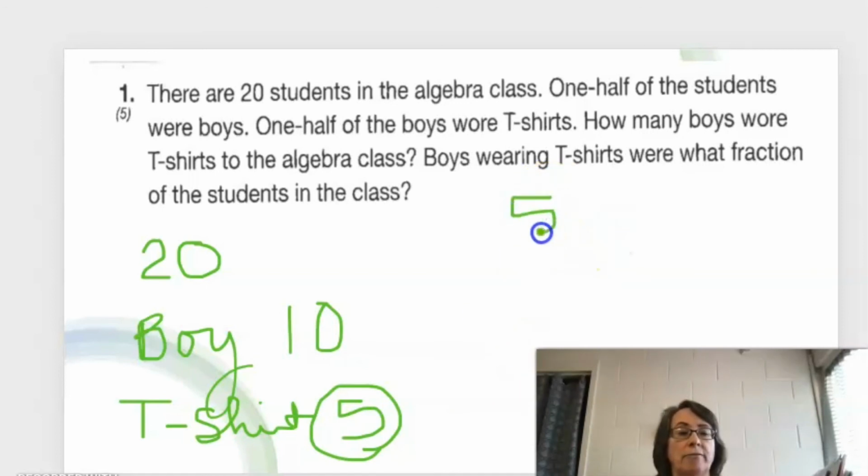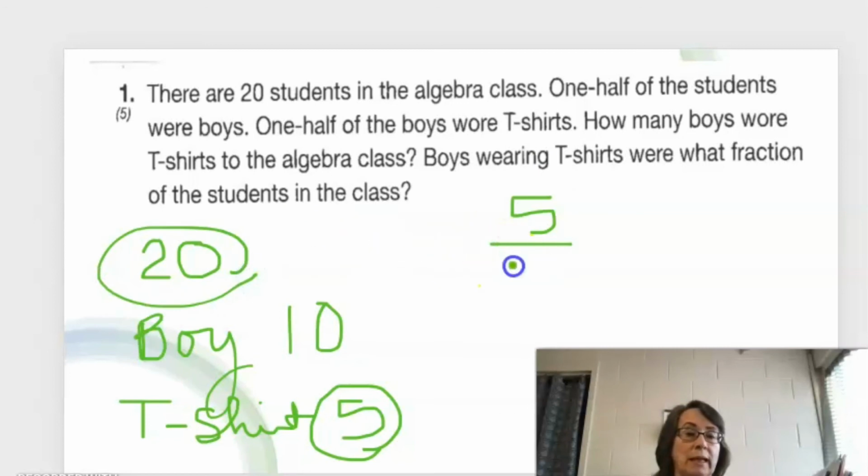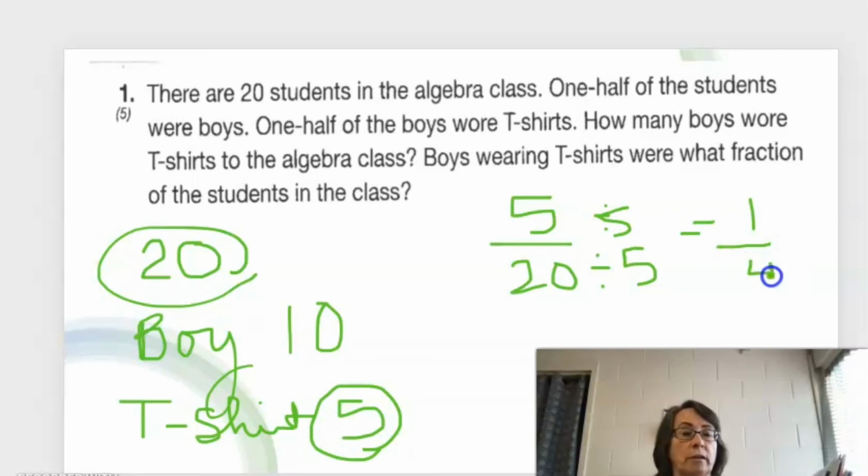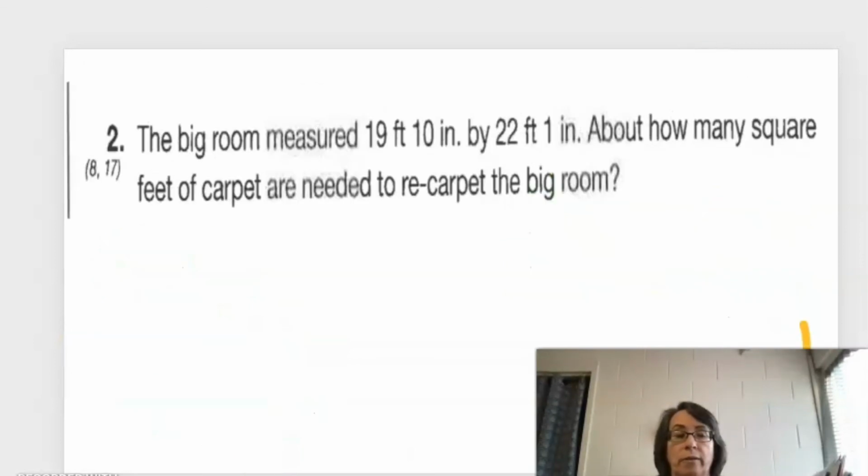Boys wearing t-shirts were what fraction of the students? So 5 out of the total number of students, which was 20. Okay, but we wouldn't leave it 5/20ths. We would divide by 5 on the top. We would divide by 5 on the bottom, and we would get 1/4. So the answer to number 1 is 1/4.